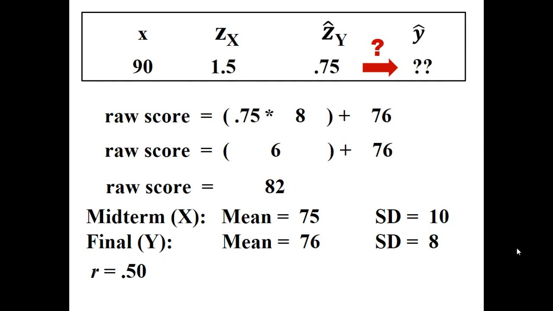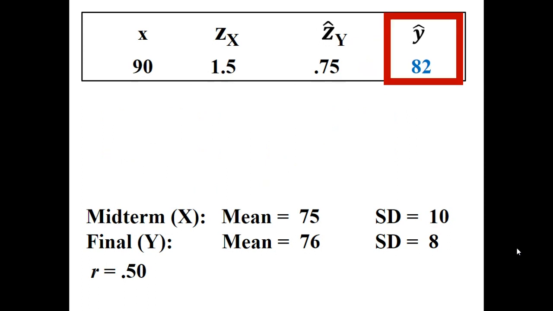Here's how it works out. 0.75 times 8 is 6. So we have the raw score equals 6 plus 76. And that gives us that the raw score is 82. And we put that into the box. Wow, we did it. Y predicted is equal to 82. So this is our estimate of Carla's grade on the midterm. There it is.